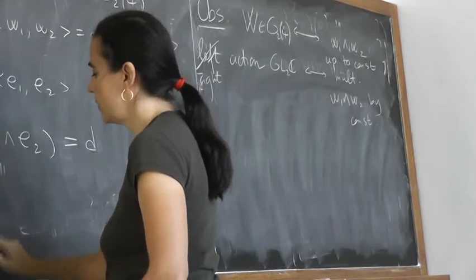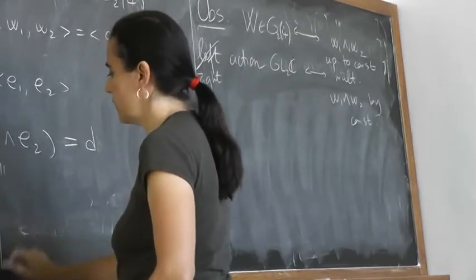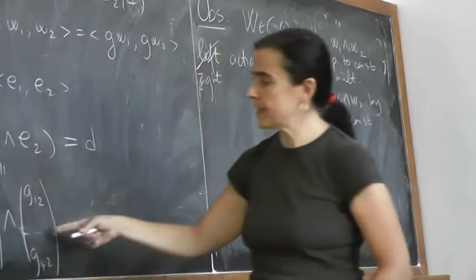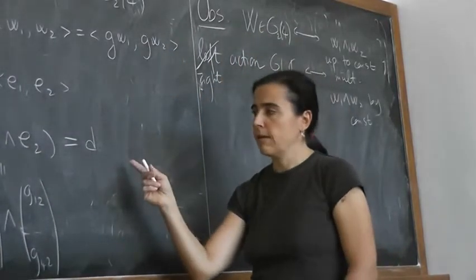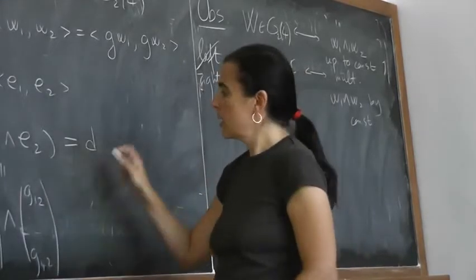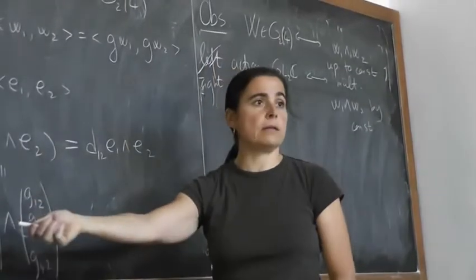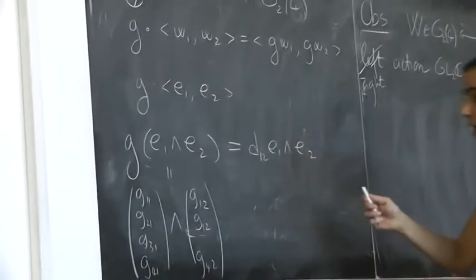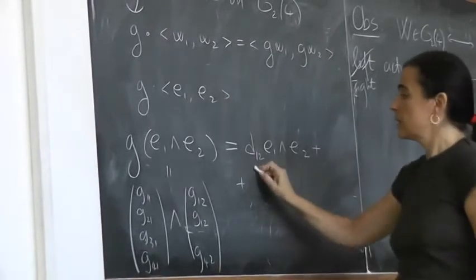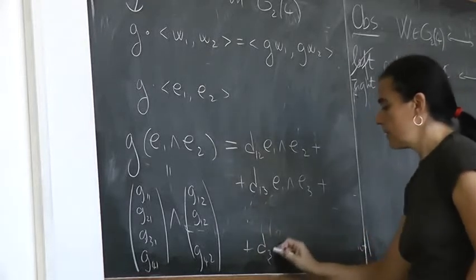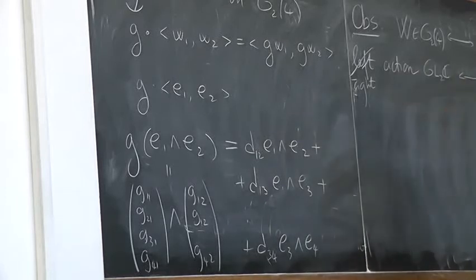G11, G21, G41, wedge. So it will be this. If I want to rewrite this in terms of the entries of this matrix, the one multiplying E1 wedge E2 will be the determinant. It's pretty clear this. It's a little calculation that you should do, it's very simple. Plus D13, E1 wedge E3, and so on, D34, E3 wedge E4. So this suggests the coordinates for our embedding, okay? This is a suggestion, right?